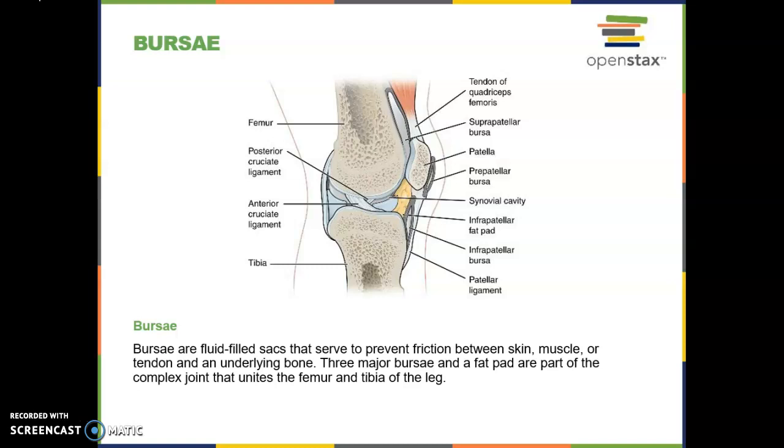And in this, do you see the gray things? Now I'm marking them with blue. These are called bursae. Now these are sac-like structures. They are like sacs filled with synovial fluid, and they are structures that help to prevent friction.